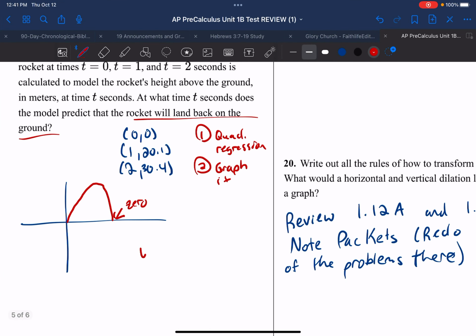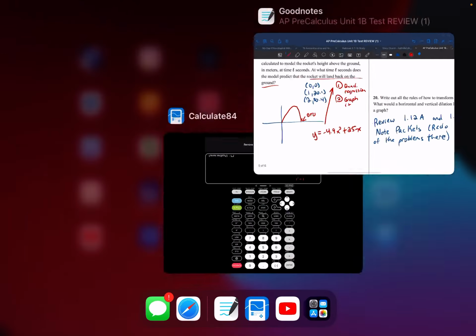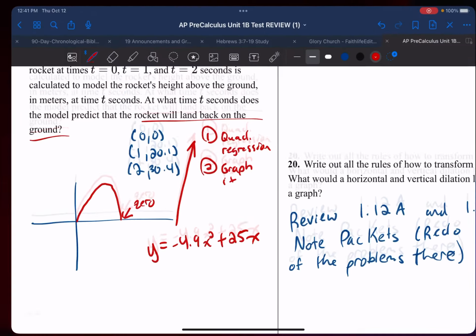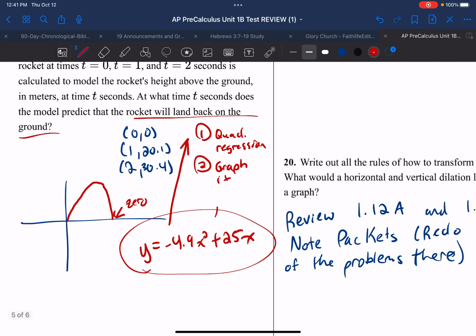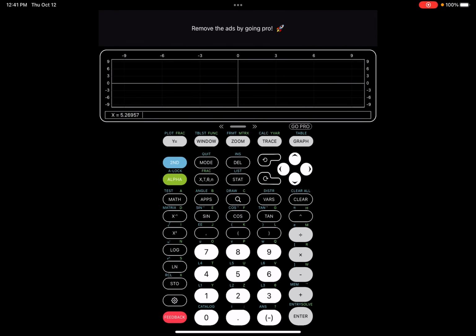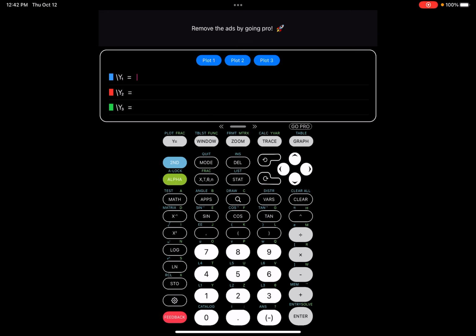So my quadratic equation that I get here is negative 4.9 x squared plus 25x, if I'm not mistaken. Yep, there we go. So I'm going to graph this one in this step and see where the 0 is. Graph. So negative 4.9 x squared plus 25x.